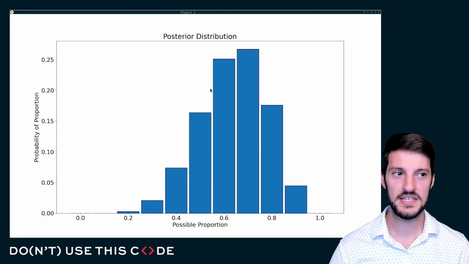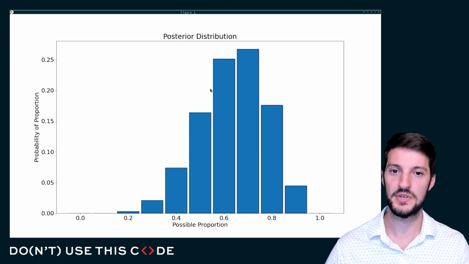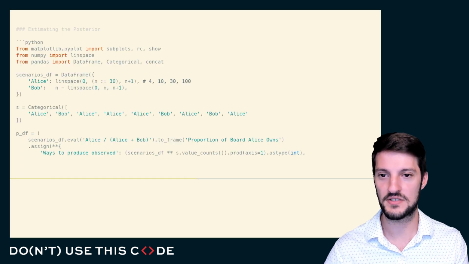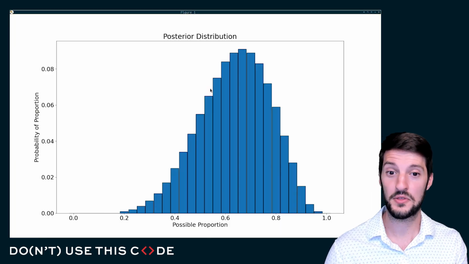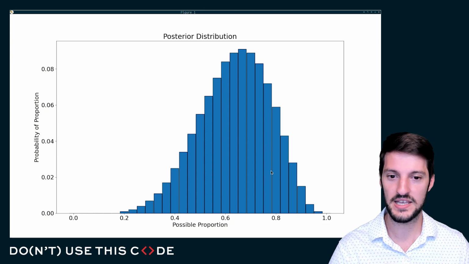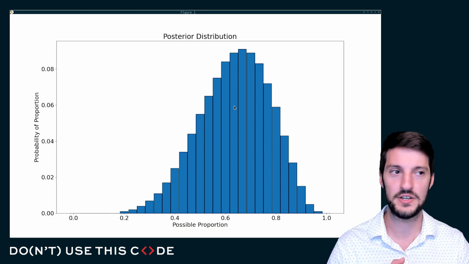You can start to see this distribution taking a little bit of a shape. Instead of 10 scenarios, what if I test 30 scenarios? Well, with 30 scenarios, you can really see a shape on these bars, and they really start to peak somewhere between 0.6 and 0.8. And this is the whole point of Bayesian statistics.